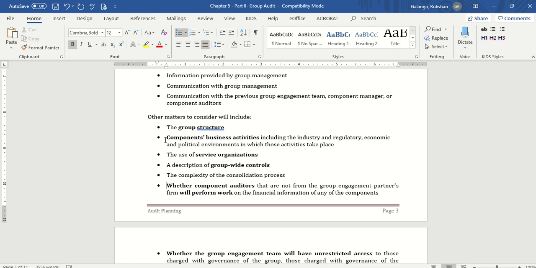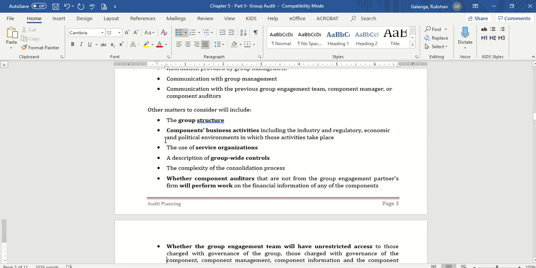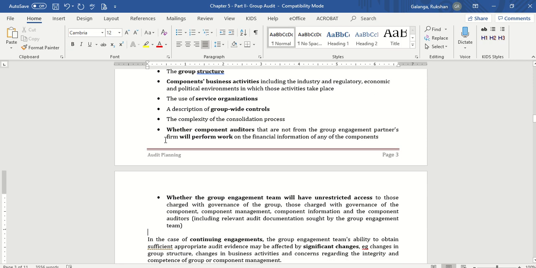අපි හිතමු component auditor, group auditor දෙන්නෙක් නම්, what are the how you can get the work performed relating to the group audit, that has to be considered, right? Whether the group engagement team will have unrestricted access to those charged with the governance of the group, those charged with the governance of the component, management, component information and the component auditors.